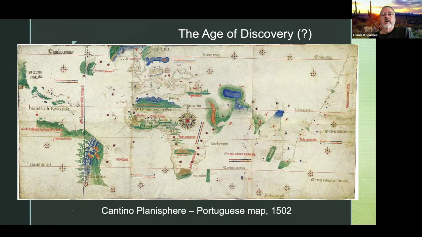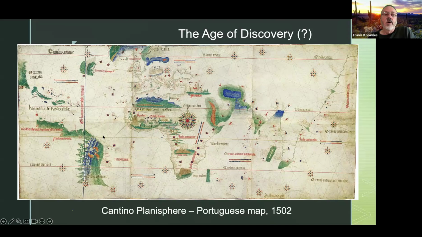And this launched, through the rest of this century, the 16th, as well as the 17th, and well into the 18th centuries, the so-called Age of Discovery. And I put a question mark here because who is it that was doing the discovering? Well, it was Europeans. They were traveling around the world and they were discovering new continents and new lands that they had not seen before.